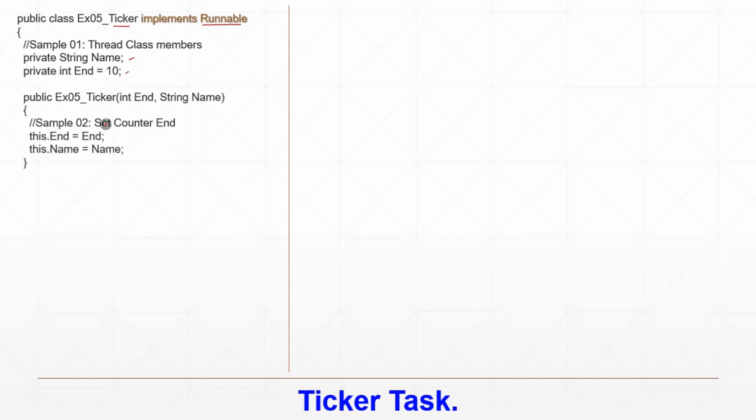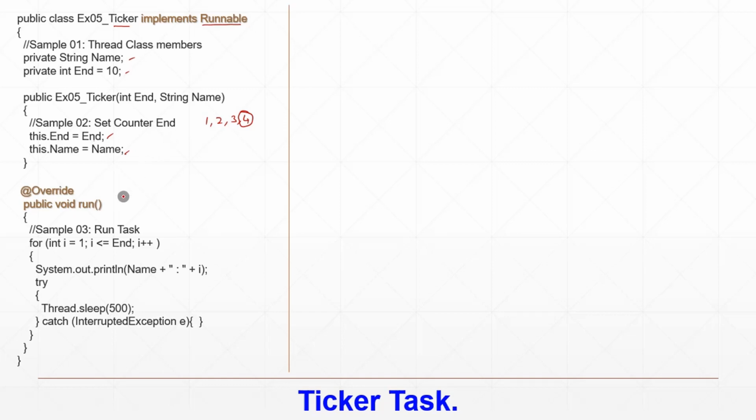Next, in the constructor, we are initializing the internal member end, then we are assigning the thread name. So end means, when we are creating this ticker instance, we can tell where the tick should end. Say for example, if I say 4, then ticker will proceed printing 1, 2, 3, 4. So that's the use of this end. Here end is 4.